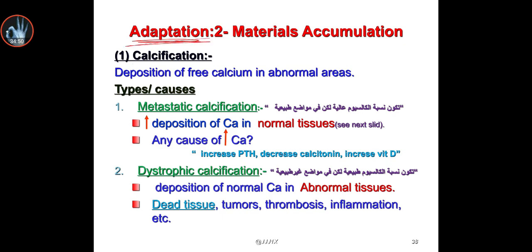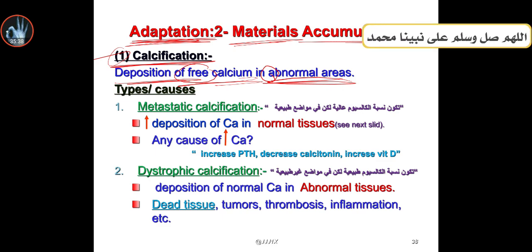Now we're talking about adaptation by material accumulation, and we said there are 3 types of them. The first one is calcification. Calcification is the deposition of free calcium in an abnormal area. It would not be in the bone or teeth; you may find it in your hand, in the skin, in the pulp, in the eye for example. There are more than one place, but they are abnormal areas. This is called calcification.